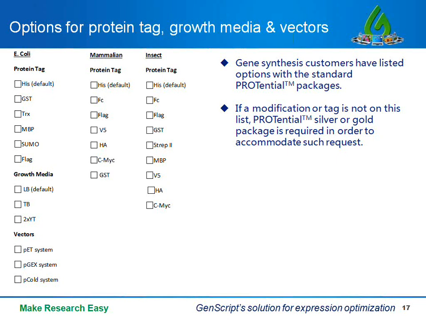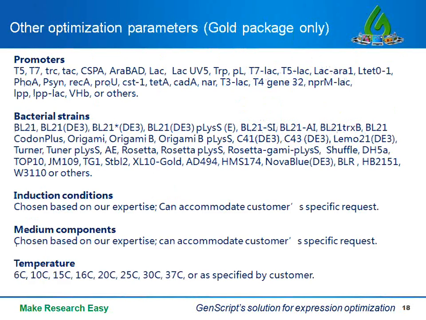Now this slide here lists some of the tag, media, and vector options. If a modification is not found on this list, the gold or silver package gives you the flexibility to make special and custom requests. We have a variety of options to choose from in the Potential Gold package. As you can see, we have lots of promoters, bacterial strain choices, and culture and temperature conditions. We can also accommodate most special customer requests.